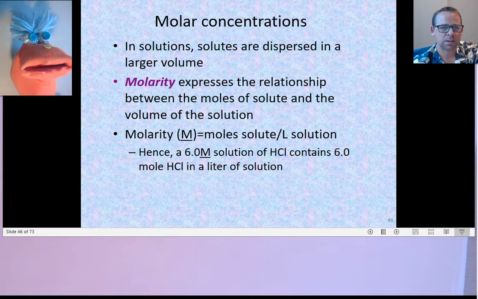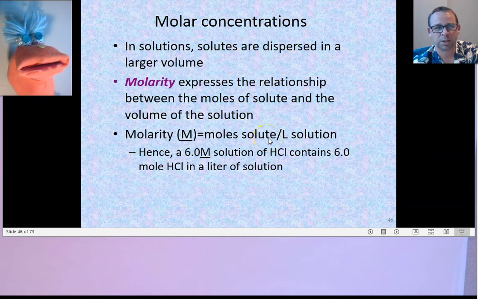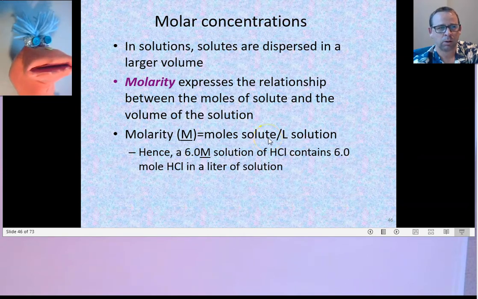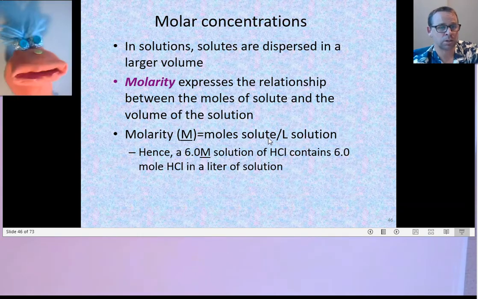Molarity is abbreviated with a capital M, and it means the moles of solute per liter of solution. Now, do you remember what solute means? That's the stuff that's being dissolved in the solvent. And the combination of the solute and the solvent make the what? That's the solution, right? A solution is the solute and the solvent.